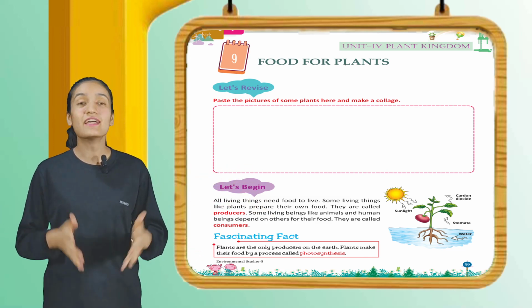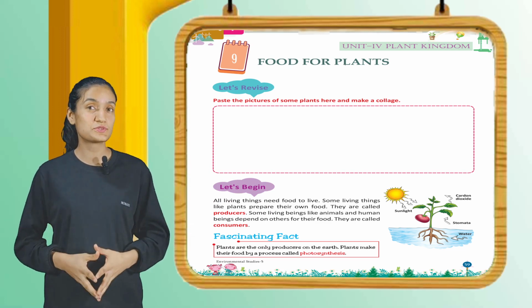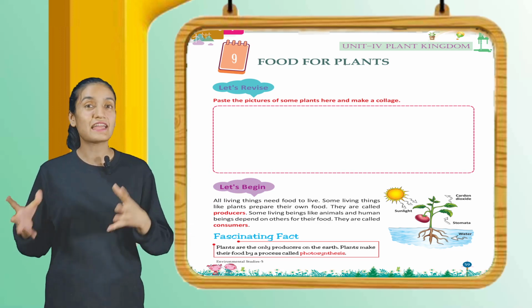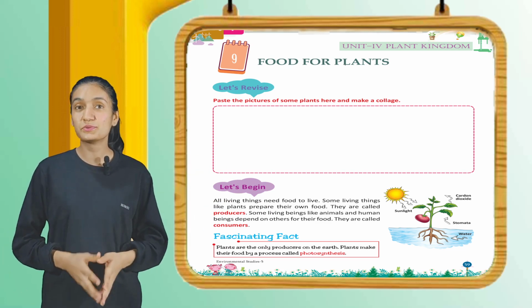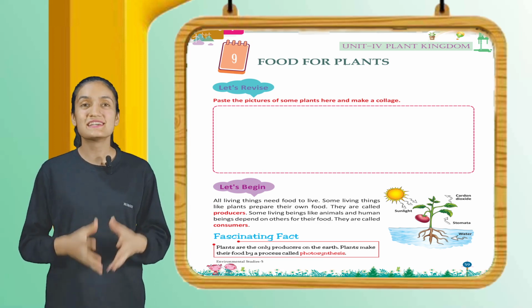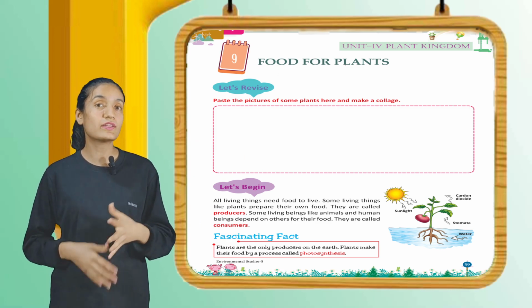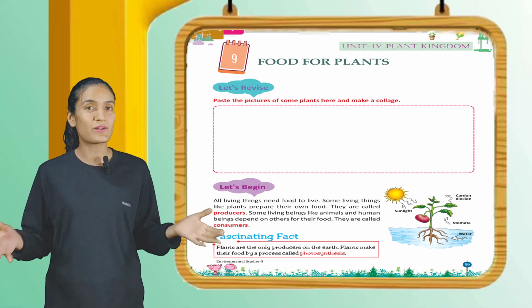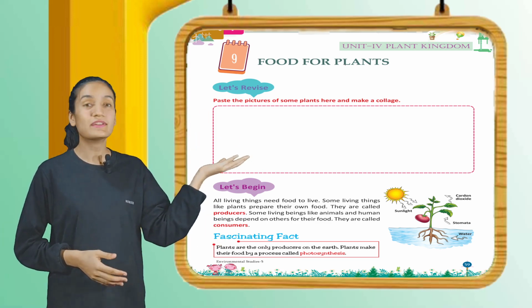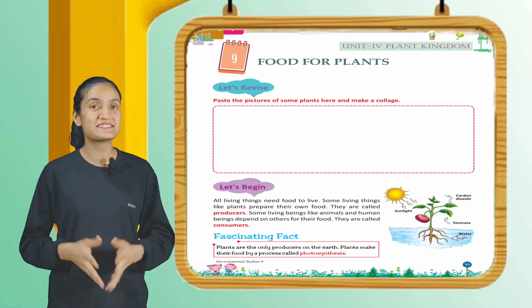Now let's begin. All living things need food to live. Some living things, like plants, prepare their own food. They are called producers. Some living beings, like animals and humans, depend on others for their food. They are called consumers. Now let's see the fascinating fact first.